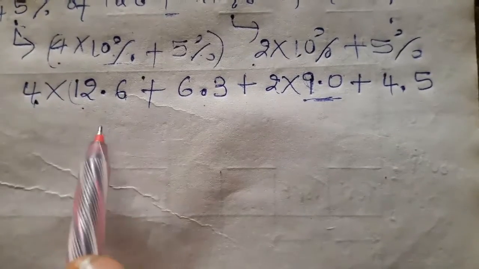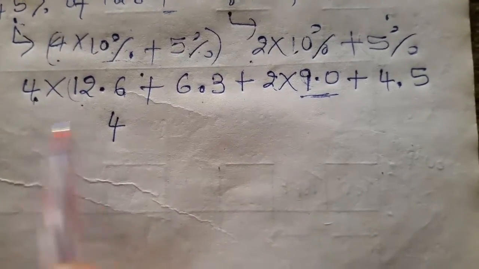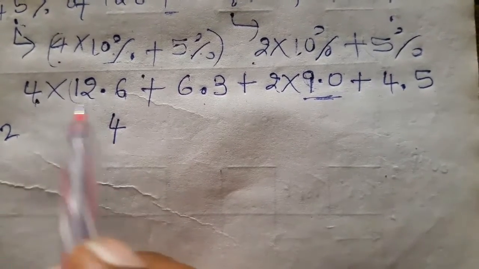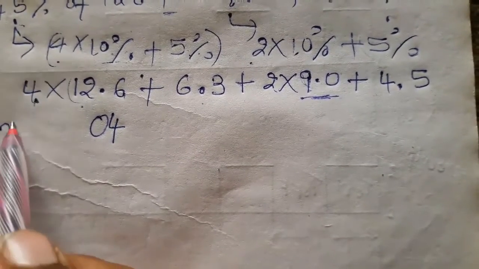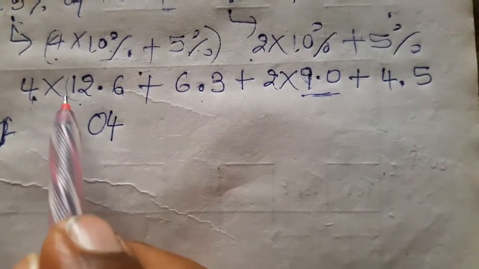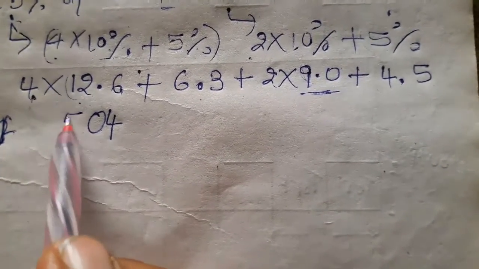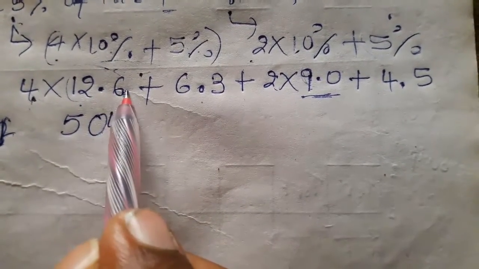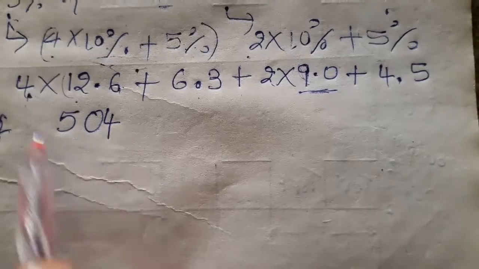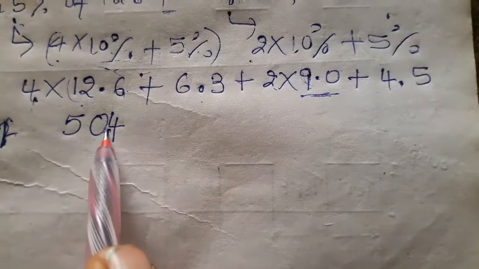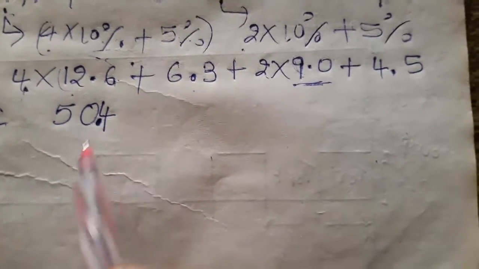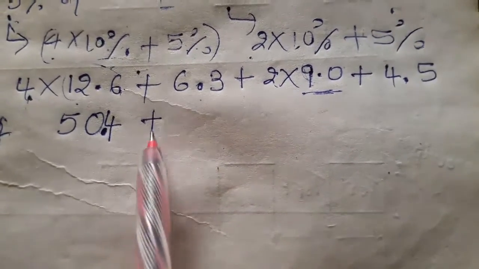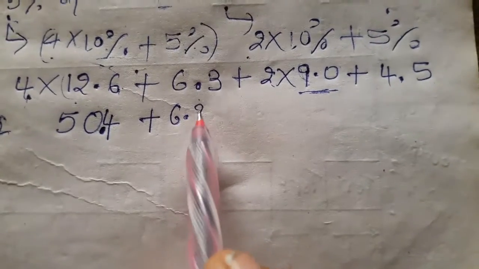Now see here, 4 sixes are 24, 4 twos are 8, 8 plus 2 is 10, put 0, 1 is carry. 4 ones are 4 plus 1 means 5. So the multiplication of this is over. After a decimal point, how many digits are there? Single. So from right to left, put a decimal point. After the decimal point, only one digit, that means 50.4, plus 6.3 as it is you can write.